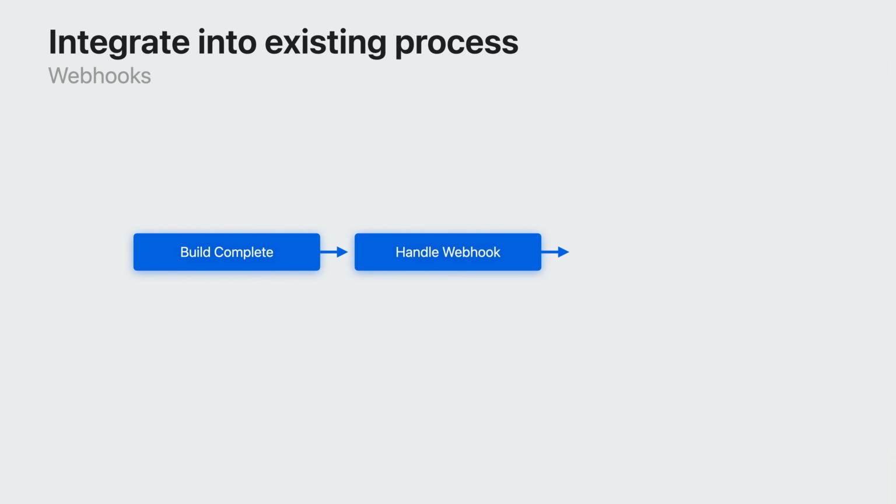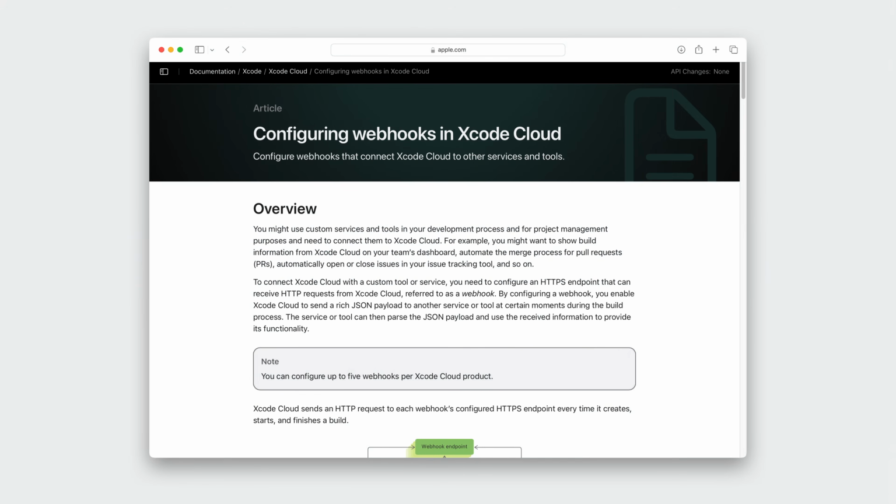From there, if the build was created from the beta workflow and it succeeded, you could create a new ticket in your task management system to track the QA process on this specific build. If you wish to learn more about webhooks, and specifically when those requests are sent and what information is available to you, you can refer to our documentation.